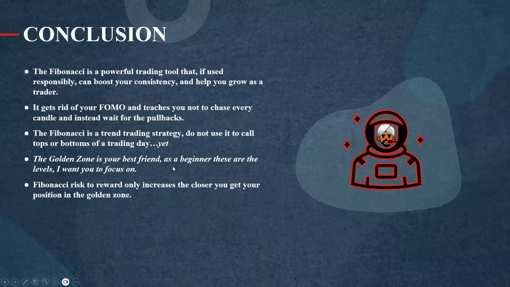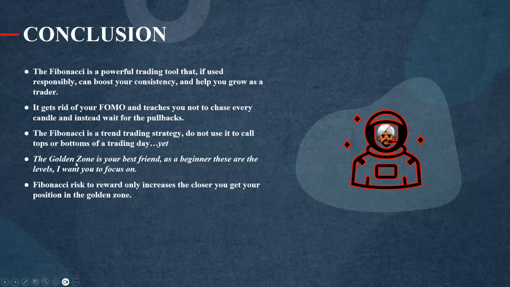The Fibonacci is a trend trading strategy. I'm going to say this a lot, especially as a beginner. You don't want to use this to call the top or bottom of a trading day, because it's a trend trading strategy, right? If we're in an uptrend, that swing low hasn't broken. If we're in a downtrend, that swing high isn't. So you're looking to get in on the trend. Don't use it to call the top or bottom. But I have some secret stuff. We're going to get to it. You can use it to call the top or bottom, but as a beginner, just get with the trend.